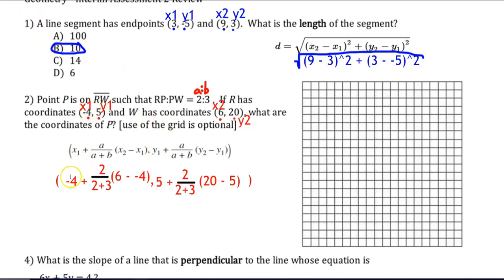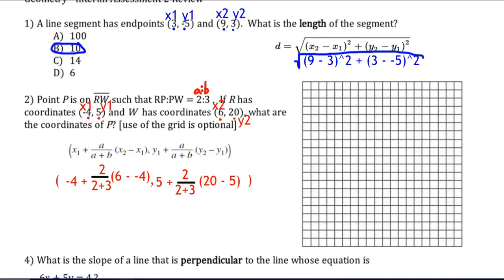So my x1 turns out to be -4. 2 over 2 plus 3, because A is 2, and 2 plus 3 is coming from the A plus B here. 6 minus -4, because x1 was -4, and then the 20 minus 5 comes from the 20 and the 5, from y2 and y1. The 5 comes from the y1. It's just substituting into this formula, okay?